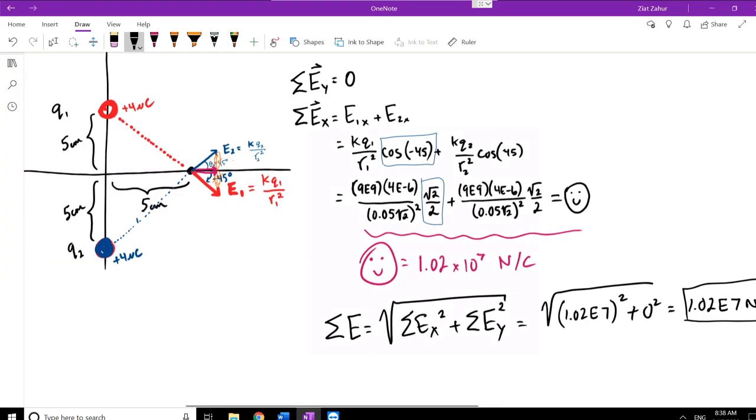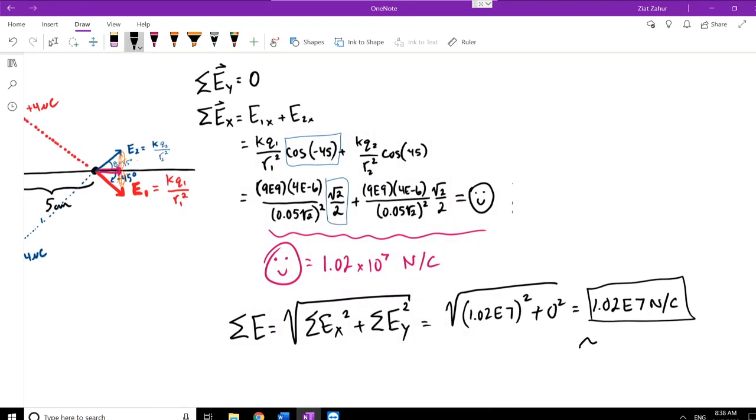Although I didn't use 3 sig figs in the number, so if I round this down, it would just be 1 times 10 to the 7th newtons per coulomb with 1 sig fig. I'll try not to use 1 sig fig numbers. Alright, that's enough for practice.